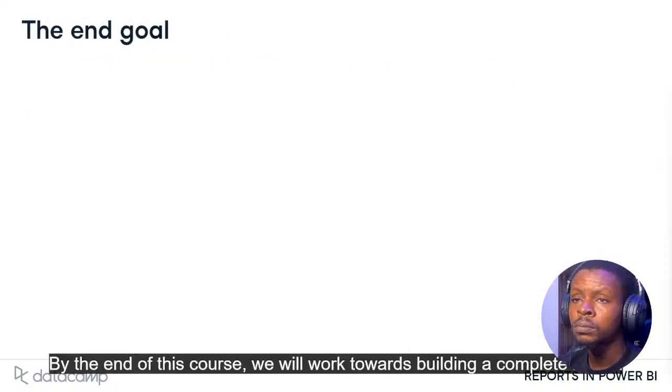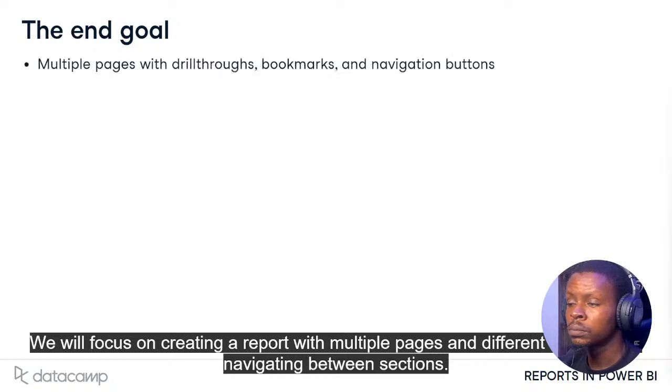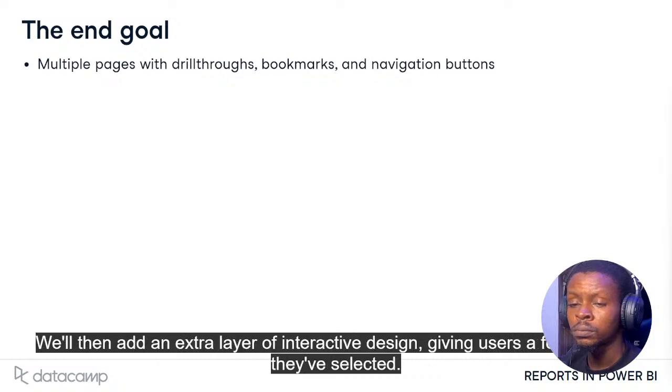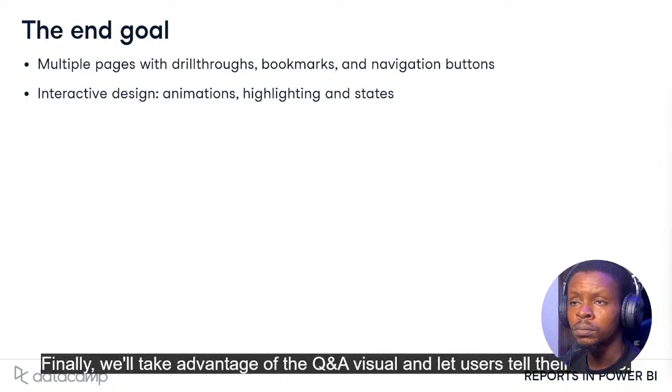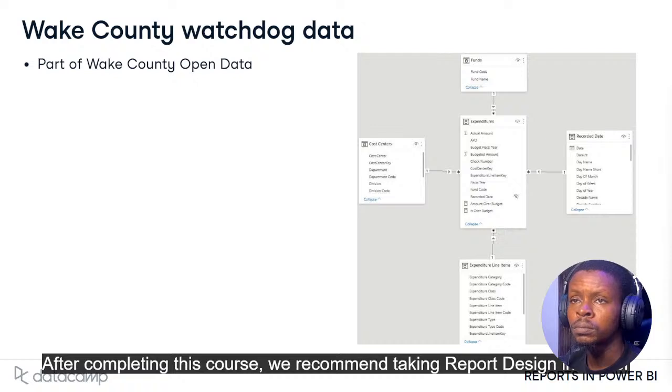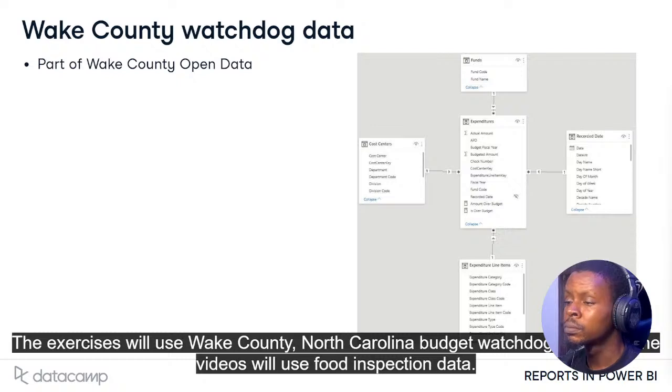By the end of this course, we will work towards building a complete report. We will focus on creating a report with multiple pages and different methods for navigating between sections. We'll then add an extra layer of interactive design, giving users a feel for what they've selected. Finally, we'll take advantage of the Q&A visual and let users tell their stories. After completing this course, we recommend taking Report Design in Power BI, which will focus on the overall design, custom themes, and mobile design.